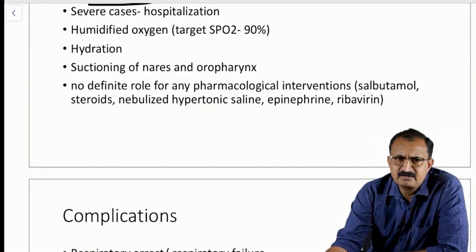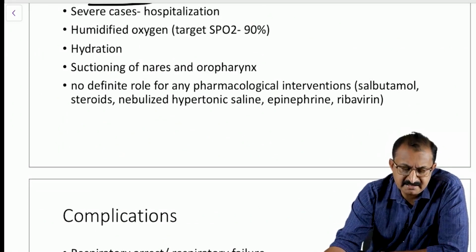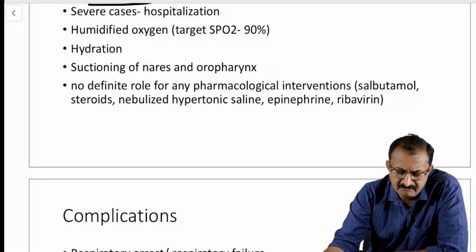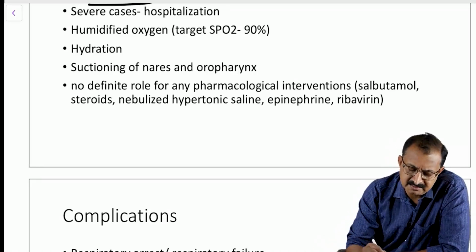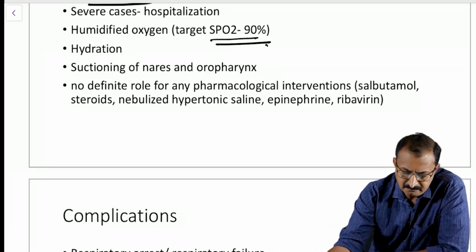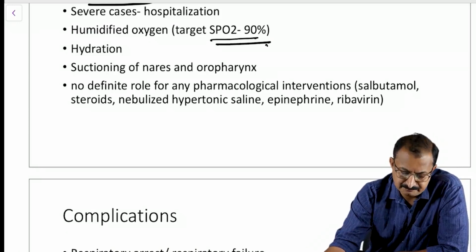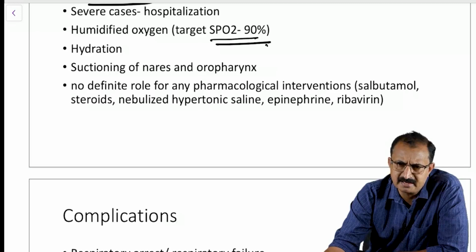Mild cases may not require hospitalization, but severe cases need hospitalization. The most important intervention is providing humidified oxygen. We target a SpO2 value of 90. And the babies need to be hydrated well. That means the babies who can breastfeed continue to breastfeed.